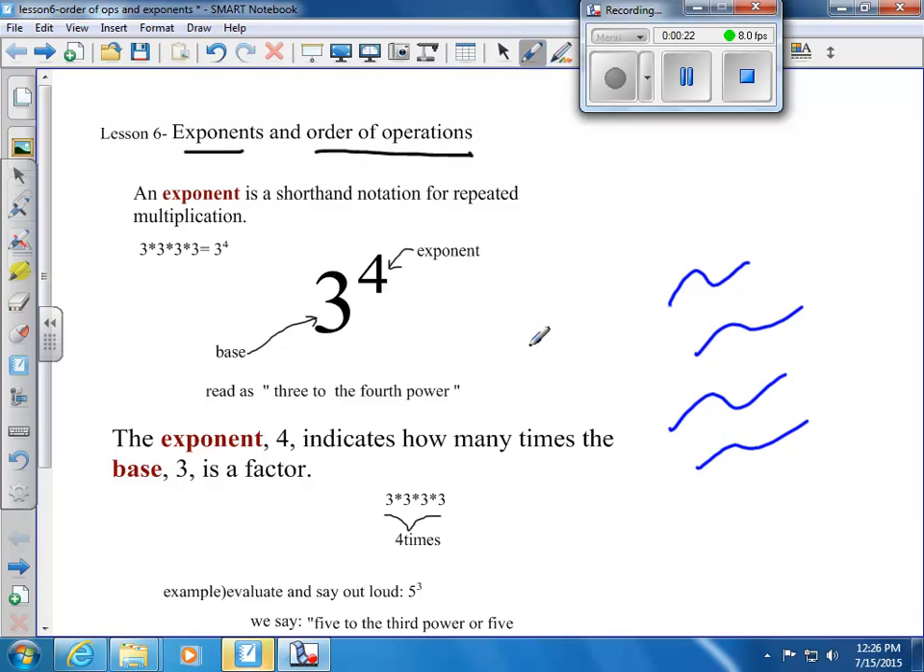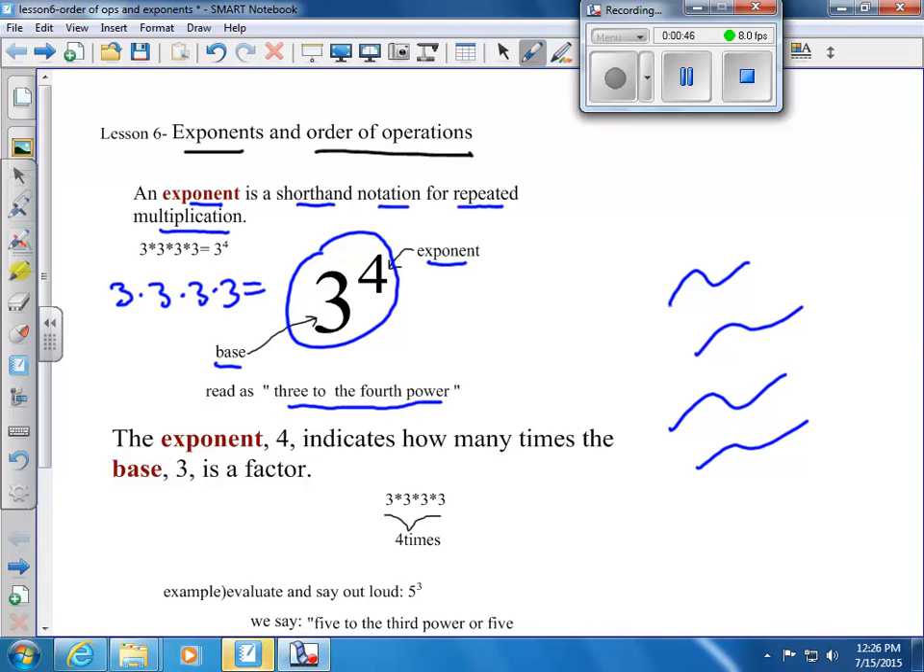Some of you may have seen this before. Some of you maybe not. An exponent is a shorthand notation for repeated multiplication. So, 3 times 3 times 3 times 3 can be expressed as 3 to the 4th power. So the 4 is a superscript, right? That's your exponent, and 3 is called your base. We read this as 3 to the 4th power. So the exponent 4 indicates how many times the base 3 is a factor.